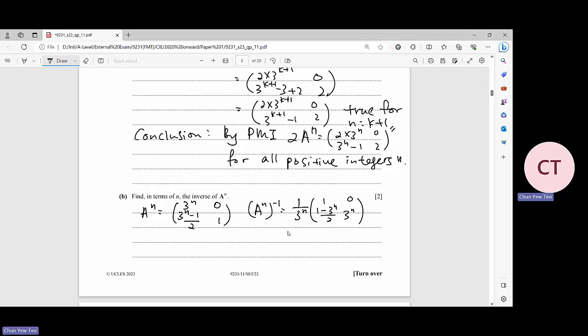Or if you don't want, you can multiply it inside. Then you will get 3 to the power of negative n, and then 1 minus 3 to the power n over 2 multiplied by 3 to the power n, 0 and then 1. So it depends on how you want to leave it. This is the answer already. Done.